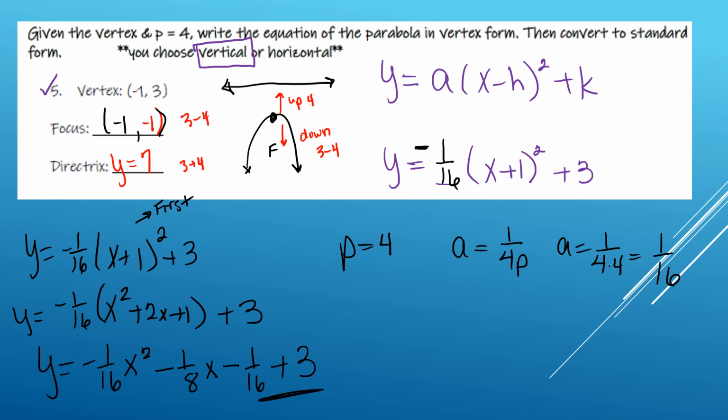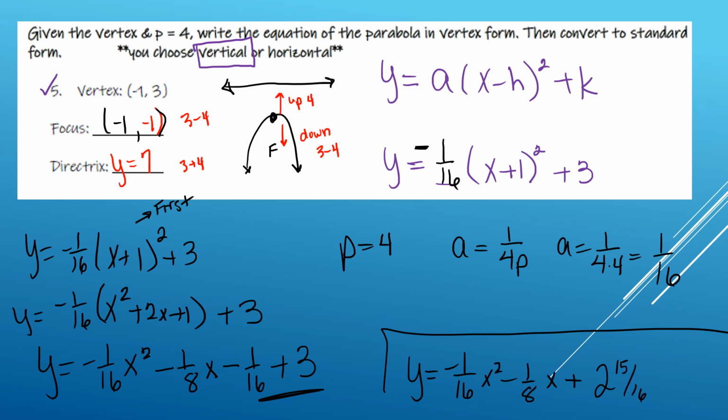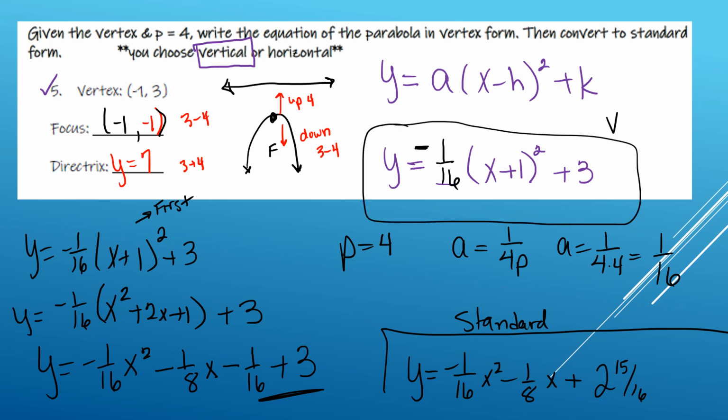Last little chunk, add those two constant values to get our equation into standard form completely. Y is negative 1/16 x squared minus 1/8 x plus 2 and 15/16. There you go. That is standard form. So again, in standard form, you're going to square the part that is squared, distribute the leading coefficient, your a value, and then add the constant at the back end. And we had our vertex form up here at the top.